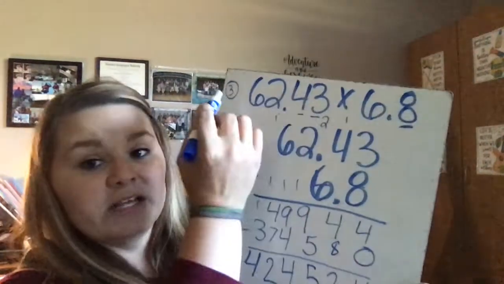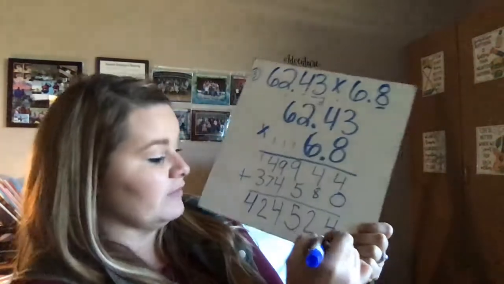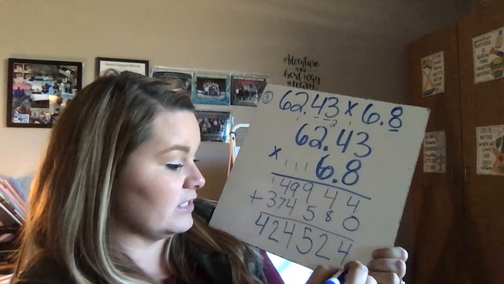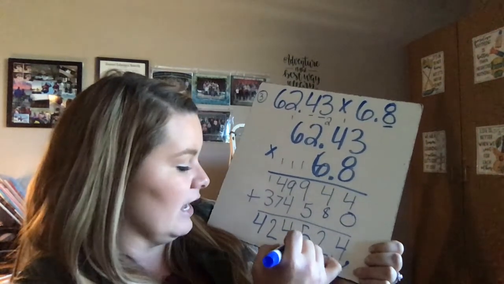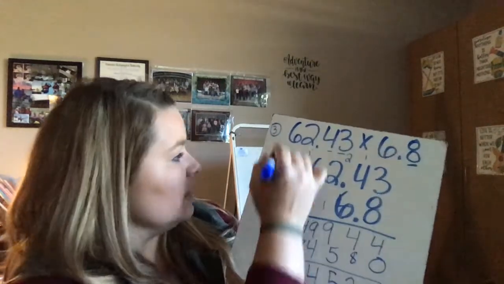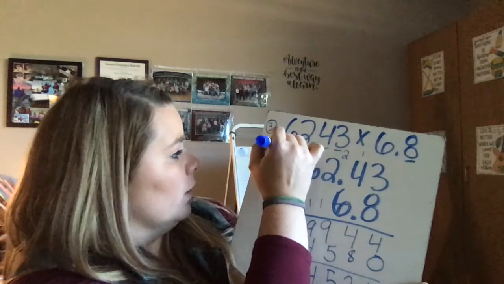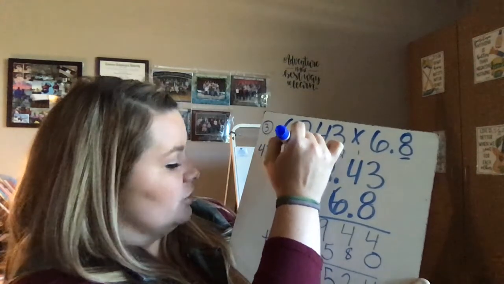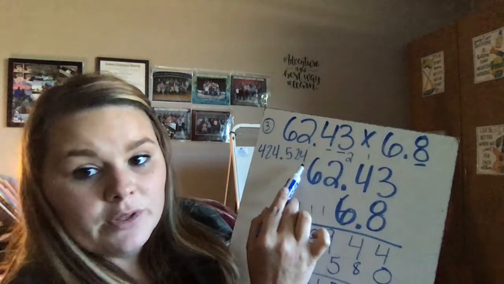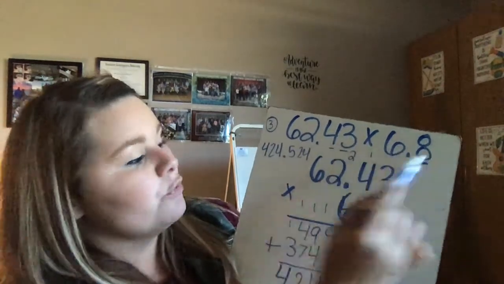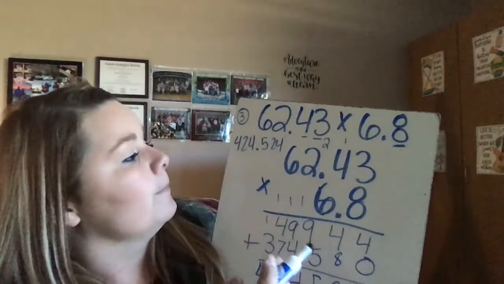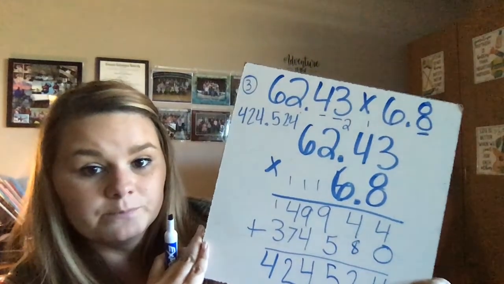But we had 3 place value shifts to start with. So we have to take our decimal, which is always at the end of a whole number, and we're going to shift it 3 times to get our product. So our final answer is 424 and 524 thousandths. We have 3 digits after the decimal in our product, and we have 1, 2, 3 digits after the decimal in our factors. So we know that this could be a possible answer.